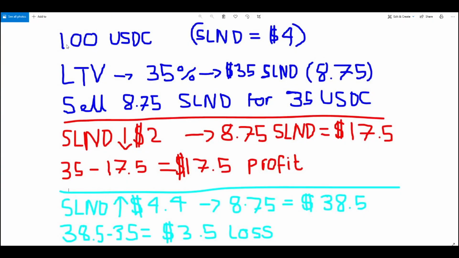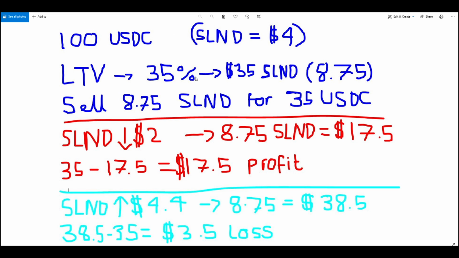So I've got this page up here. Ignore all of this for now and just follow wherever my cursor is. Let's just say you have 100 USDC and you're bearish on the SLND token, and you want to use a money market to express that short position. In this example, SLND is worth $4. So each token is $4. Just keep that in mind.